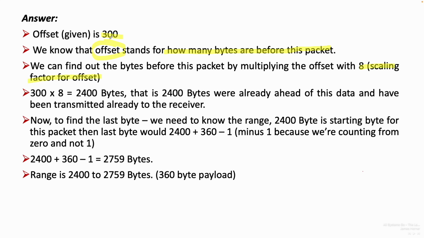Scaling factor means that if the number given in the offset is 300, that means we have sent 2400 bytes. We multiply the number with 8. 8 is acting here as a scaling factor, right? So if they give you 300, then the number of bytes which you have already sent is 2400. Why? Because we multiplied with 8. So we have already sent 2400 bytes to the receiver.